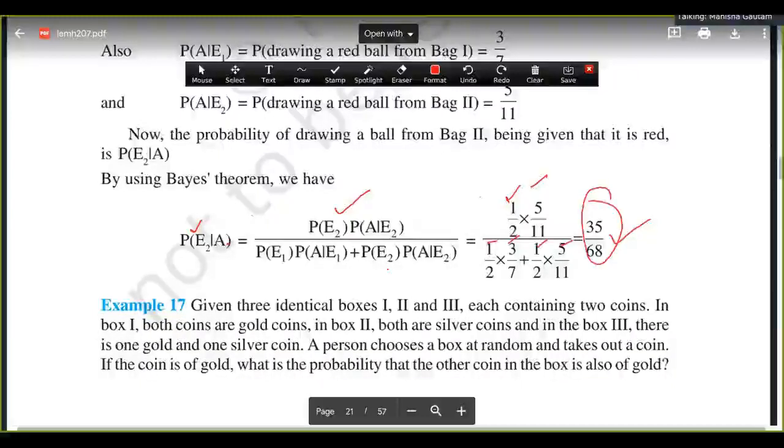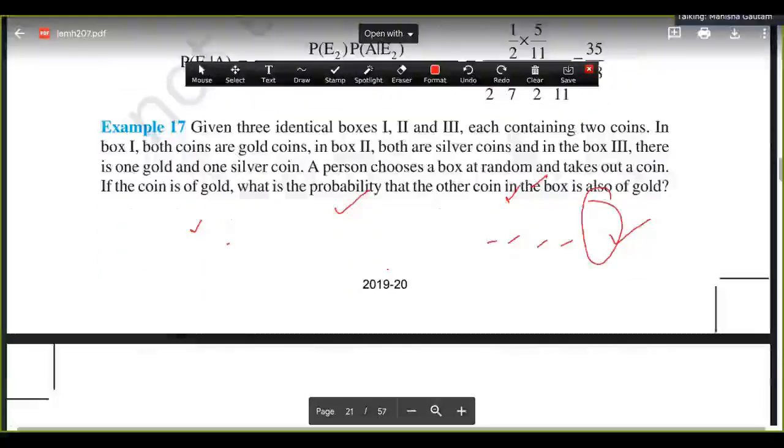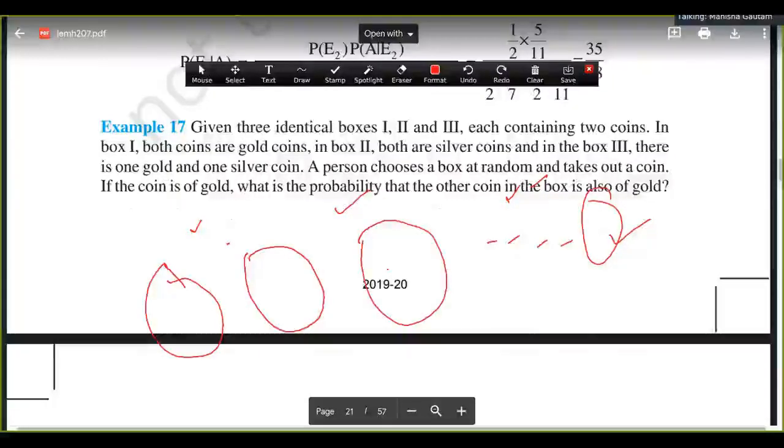Now, given 3 identical boxes, 1, 2 and 3, each containing 2 coins. First, second, third, each is having 2 coins. In box 1, both coins are gold. This is 1, this is 2, this is 3. In box second, both are silver coins. In box third, one is gold, the other is silver.